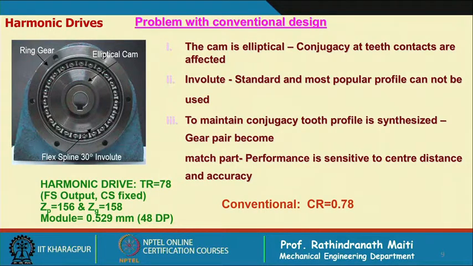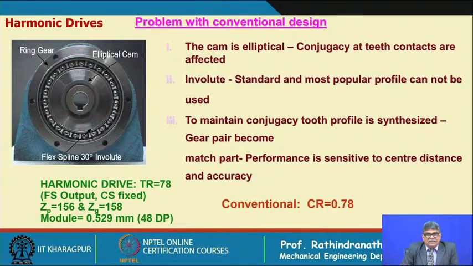Now, interestingly, we have studied a gear, a standard commercial product, for which the number of teeth of the flex gear is 156. The flex gear, or you can call it the pinion, has 156, and the ring has 158, a difference of 2, and the module is 48 dp, which is close to 0.529 millimeter, with a 30 degree pressure angle. Of course, there is a correction.